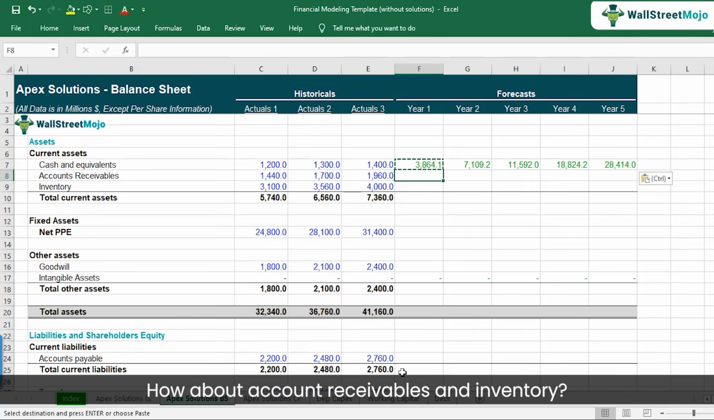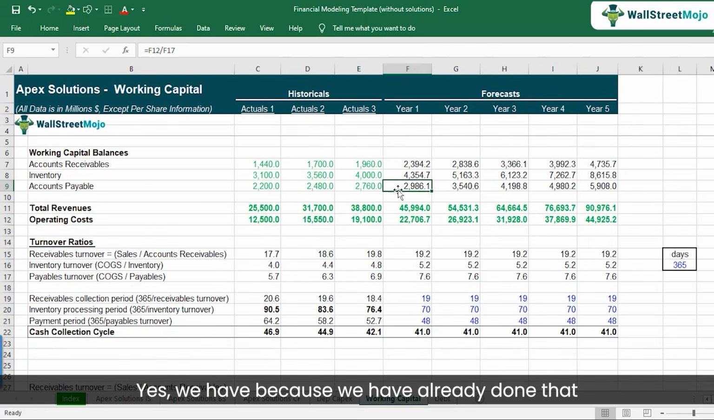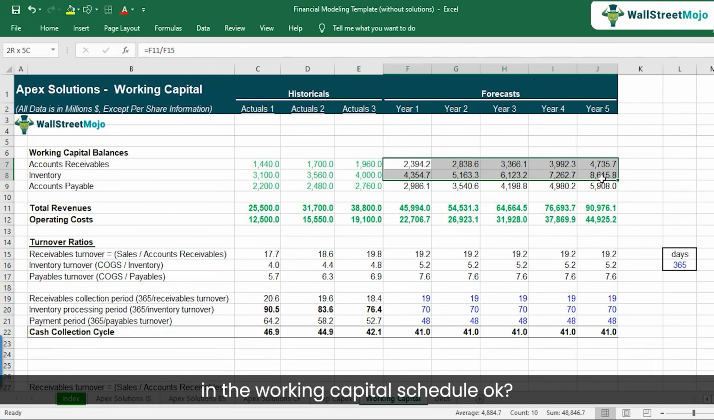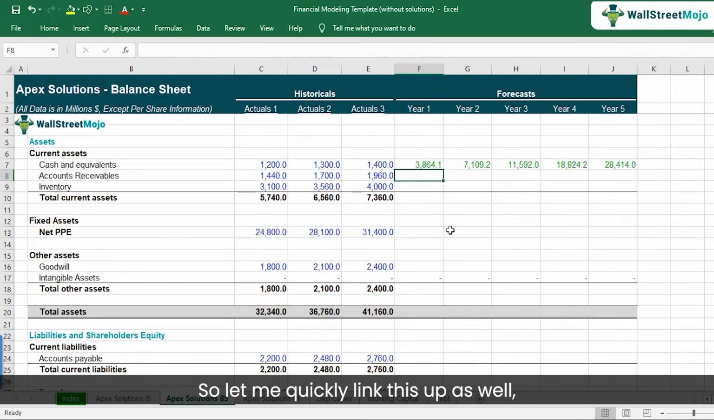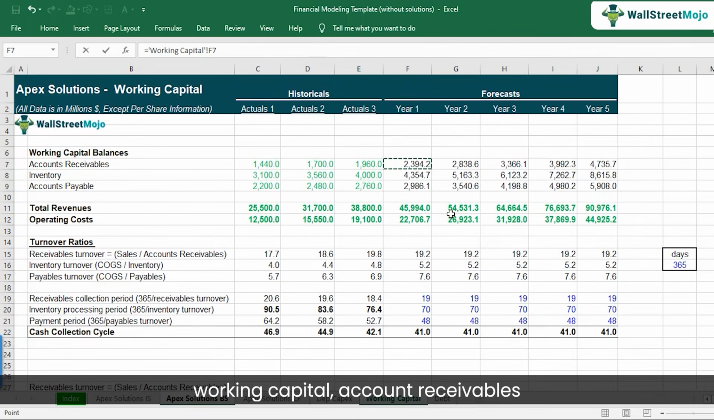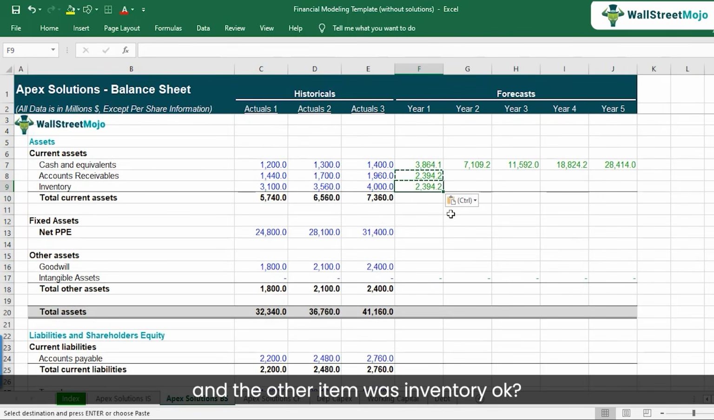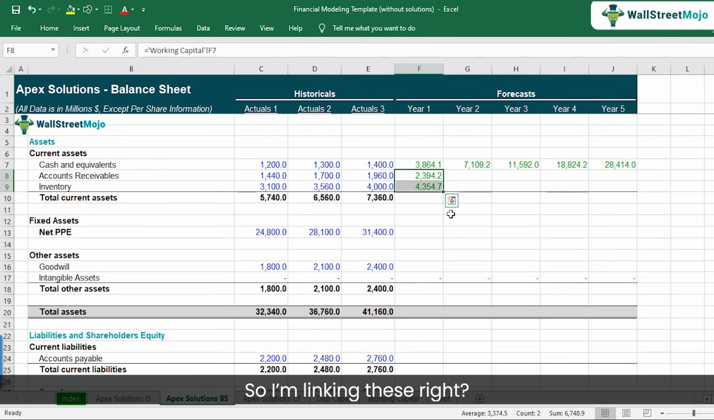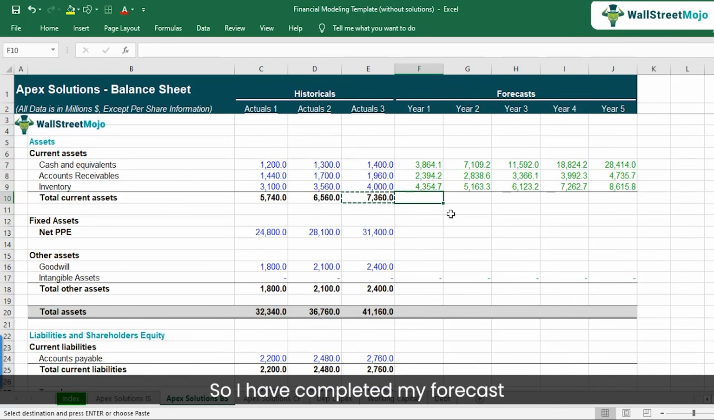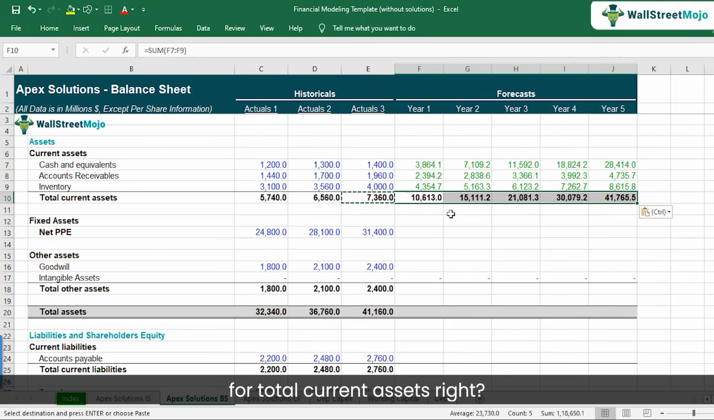How about accounts receivable and inventory? Do we have these numbers? Yes, we have, because we have already done that in the working capital schedule. Let me quickly link this up as well. Working capital, accounts receivable, and the other item was inventory. So I'm linking these, and I have completed my forecast for total current assets.